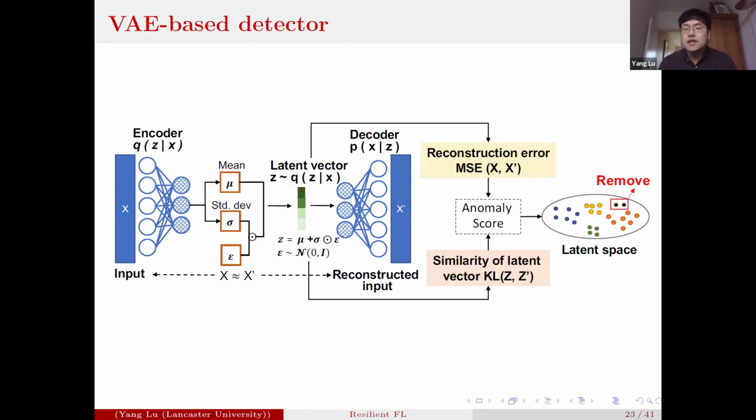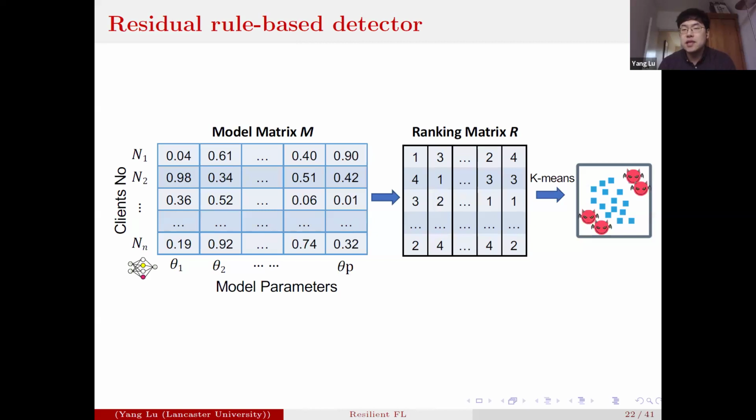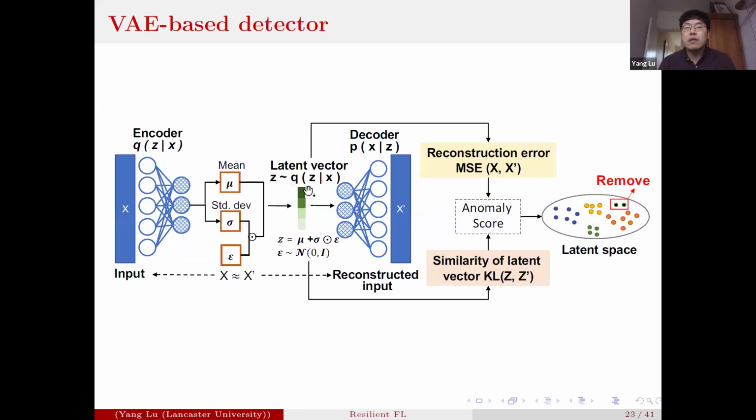And after this detection phase, we remove some of the attackers. We will have somewhat sanitized users. Then we will apply another detector, a variational autoencoder based one. Here again, the VAE will take the data of each user as input, and then generate a latent vector Z.